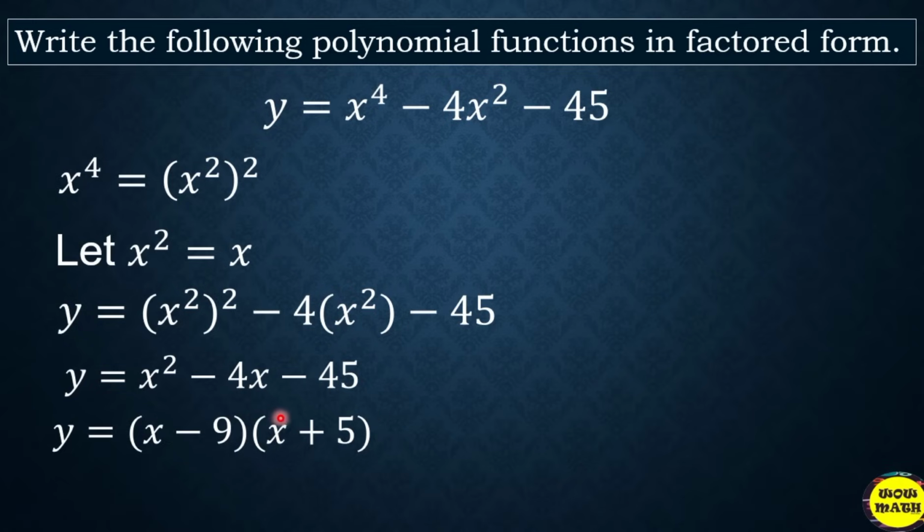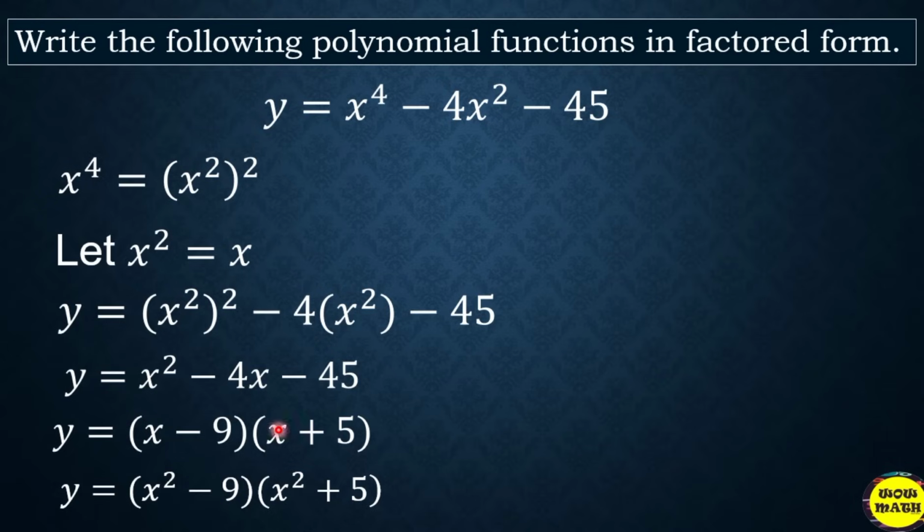Paano to ginawa? Paano po mag-factor? Balikan nyo po yung ating video tutorial ng factoring. Meron po tayong 3 parts doon. Pag finactor natin ito, x minus 9, x plus 5 na po siya. Balikan natin ito. Ang sabi dito, let x squared is equal to x. So, yung mga x natin, papalitan na natin ng x squared. Magiging x squared na siya.